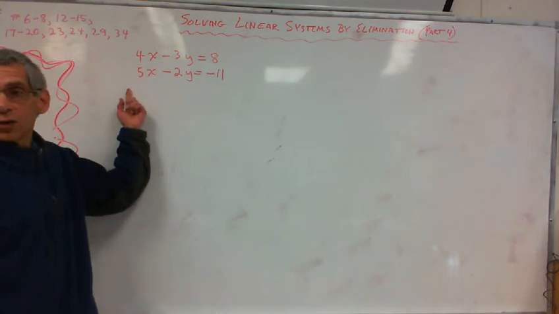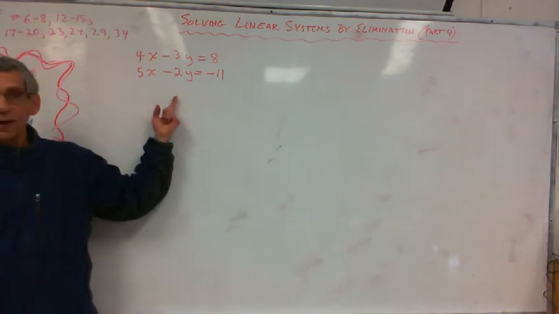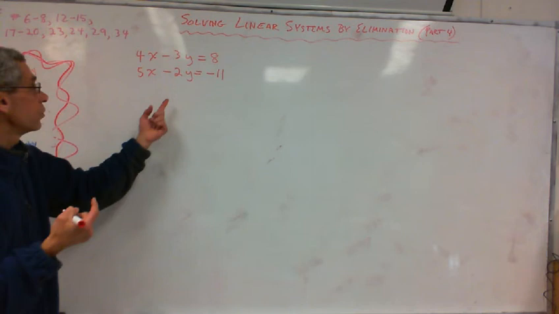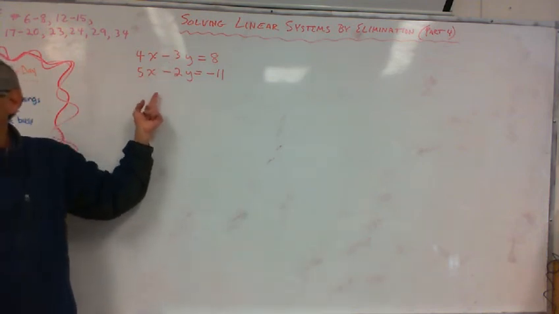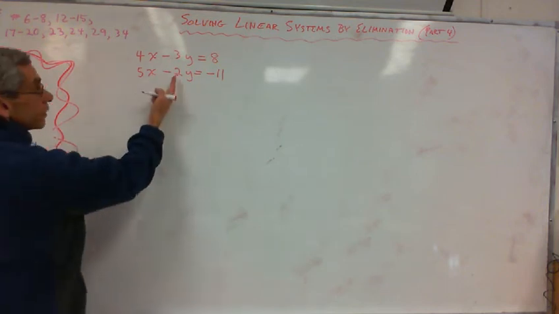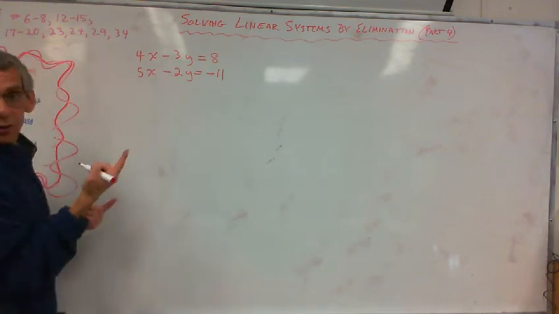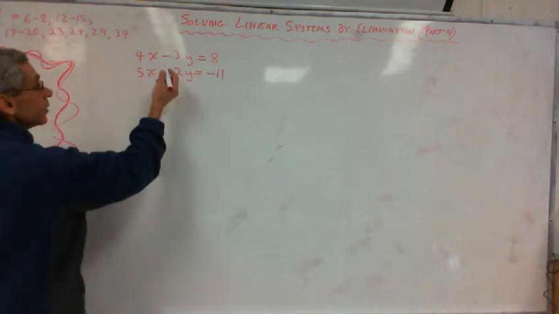So which one do you want to do? You want to eliminate the x's or the y's? All those in favor of y's. Okay, we're going to do the y's. They're both negative, so I know I'm going to have to multiply one of them by a negative number, right? 2 times 3 is 6, so I want it to say 6y and negative 6y. All right, so which one?